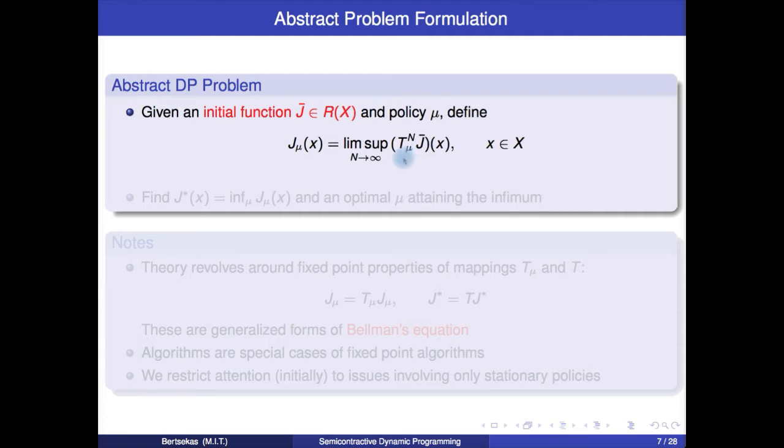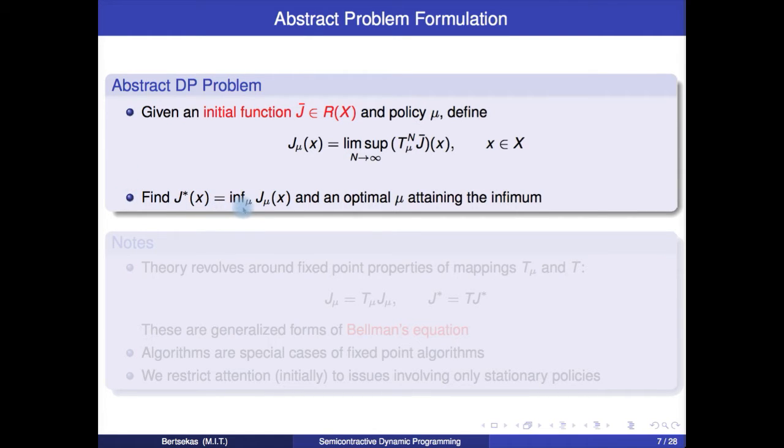In the context of stochastic optimal control, this is the n-stage cost of using policy mu starting from state x and having as terminal cost J bar. In the case of stochastic optimal control, J bar is equal to 0. Here, in general, it can be any real valued function. So for every policy mu, we have the cost function. It's a real number for every x.